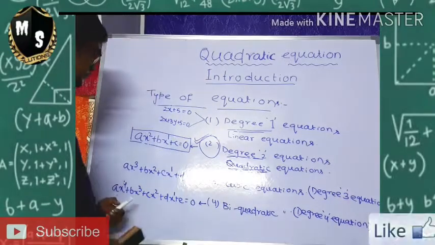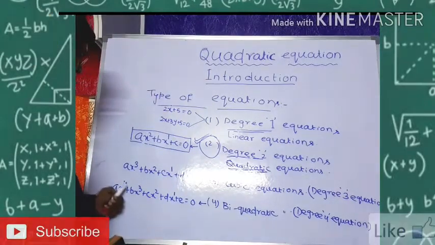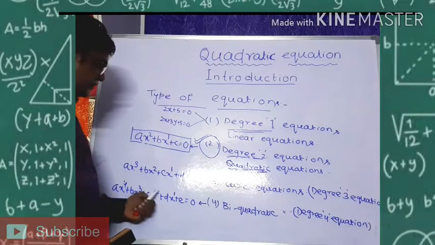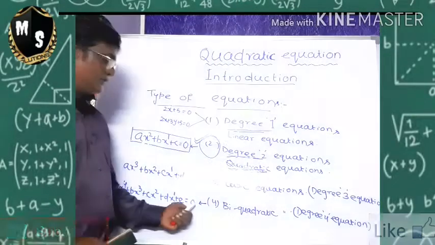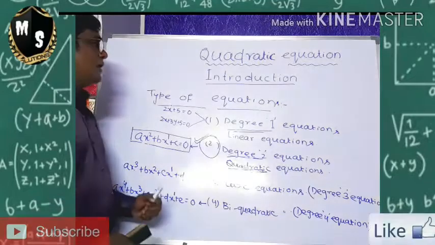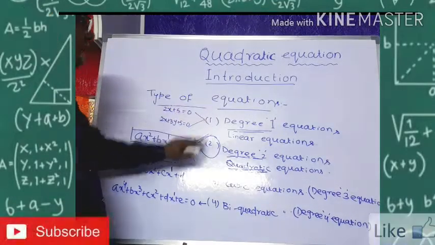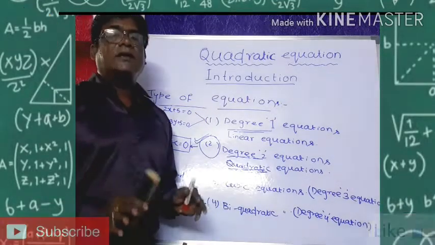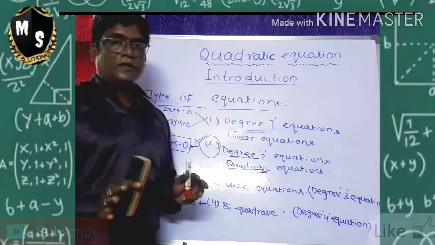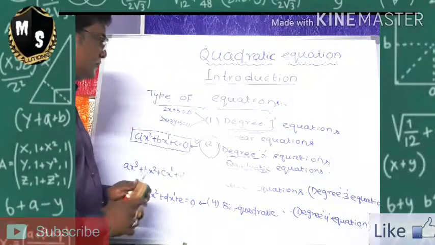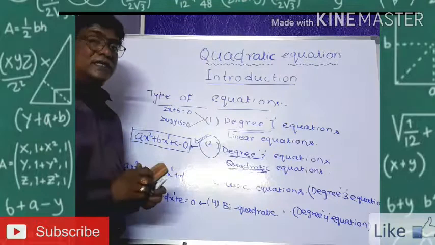So the biquadratic equation has the format ax^4 plus bx^3 plus cx^2 plus dx plus e equal to 0. I hope the idea of the types of equations is coming to you. You understood it nicely. So try to understand the formats.